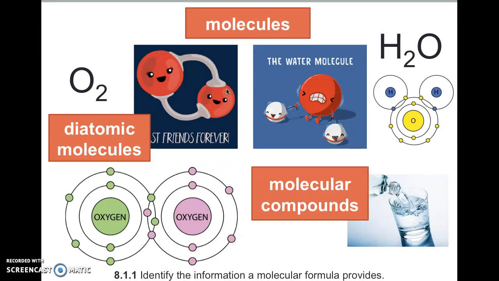Here we can also look at these two molecules and notice that they have a different feel to them. This one has the best friends forever feel, and this one has the pulling sensation. We're going to learn about how molecules can be different later on in Chapter 8.